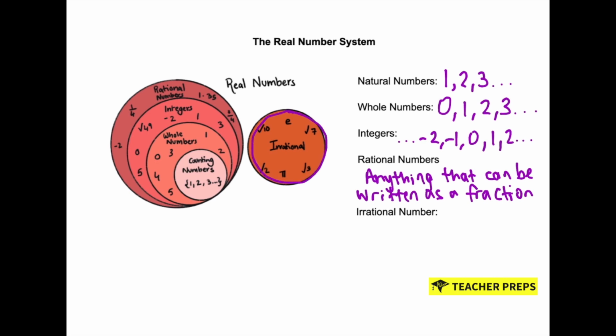Now, did you notice that there is a circle all by itself? These are irrational numbers. These numbers cannot be written as a fraction. These include the number pi, square roots of numbers that are not perfect squares, and cube roots of numbers that are not perfect cubes. It also includes all decimals that do not repeat or terminate.